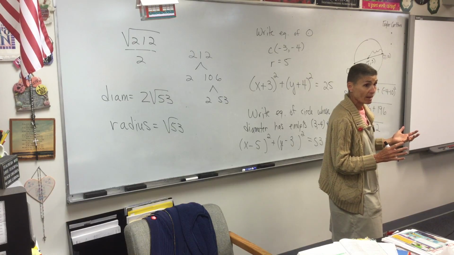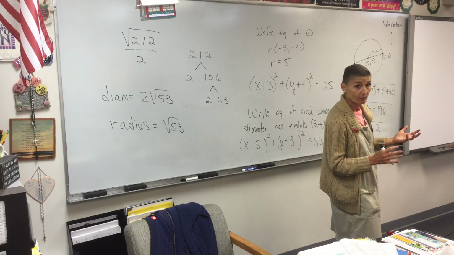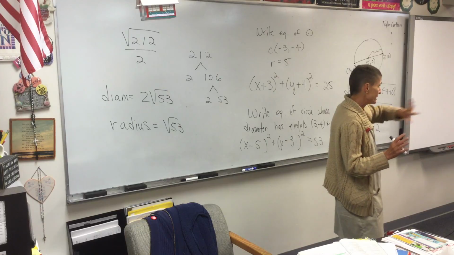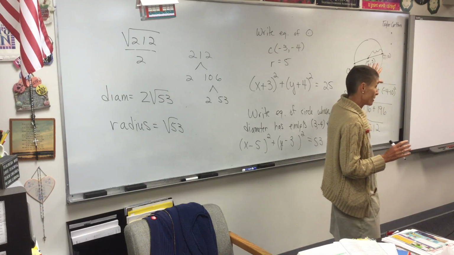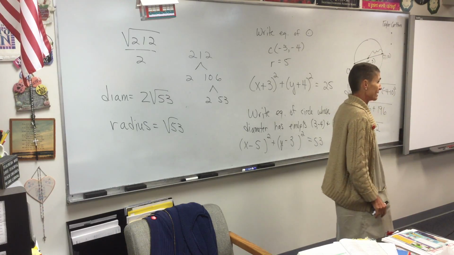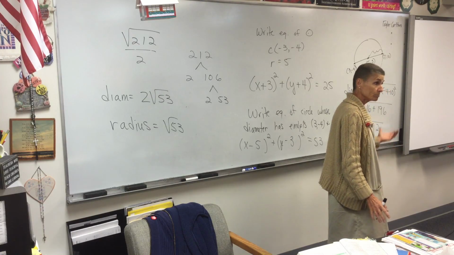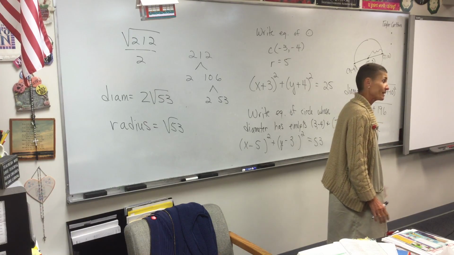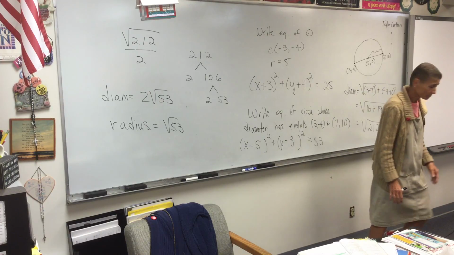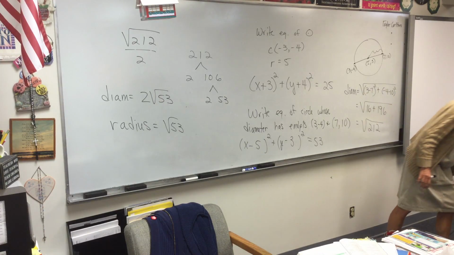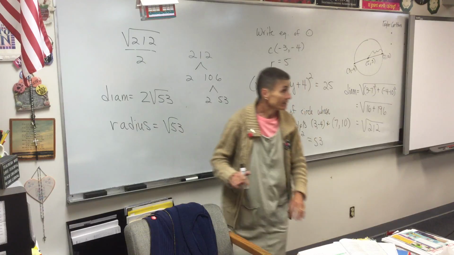I can't divide that radical by 2 until I reduce it, right? If I don't deal with the diameter, if I just go straight to the radius, then I don't have to do that. Does it matter in the end? Nope, I get the same answer both ways. That's why we like math.